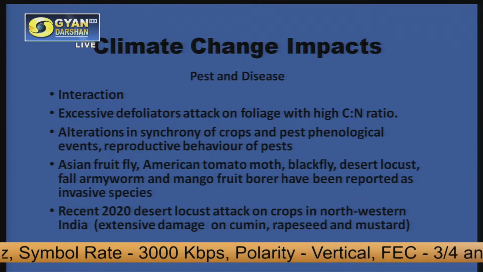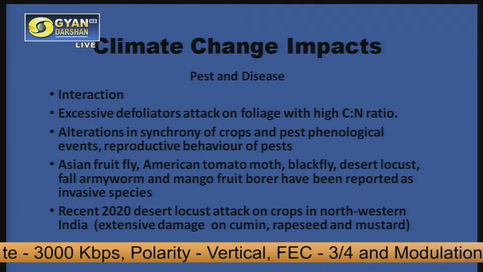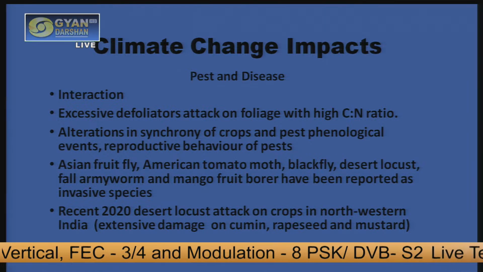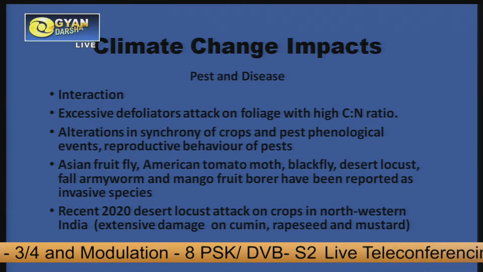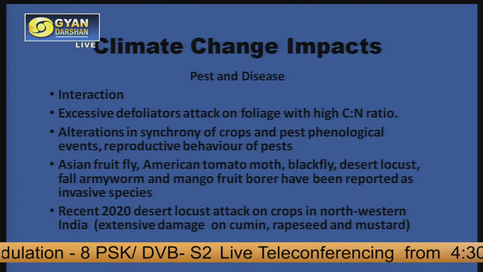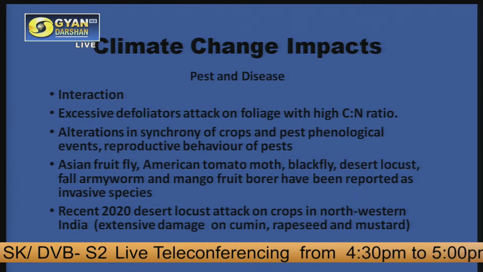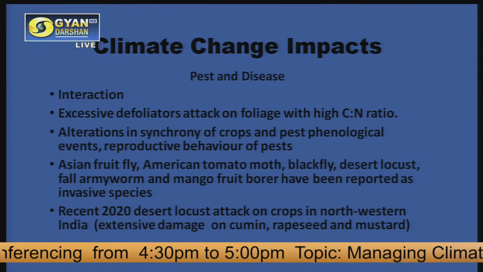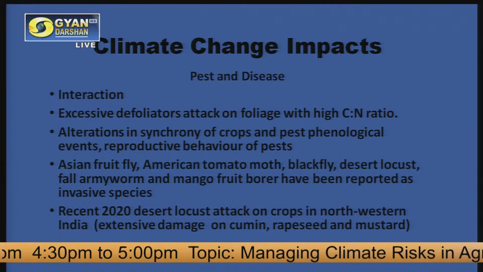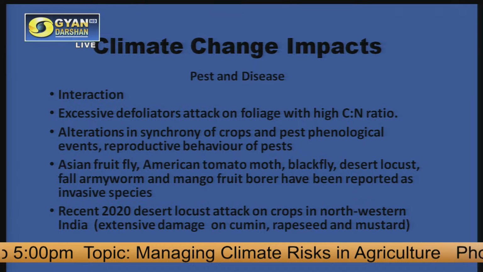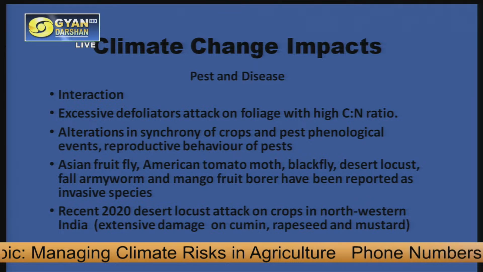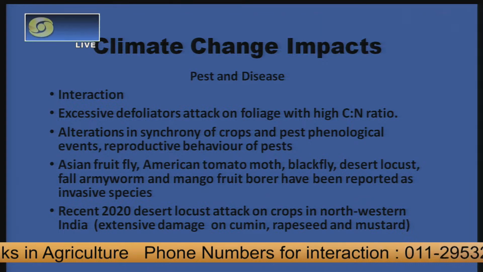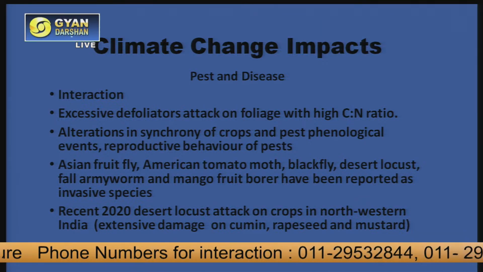And another important thing as far as pest and disease dynamics is concerned, there is a lot of asynchrony between the pest and the availability of food. This is a very important aspect that has to be taken into account, because the breeding or reproductive cycle of the pest is increasing, and because of the asynchrony the impact can be much higher.